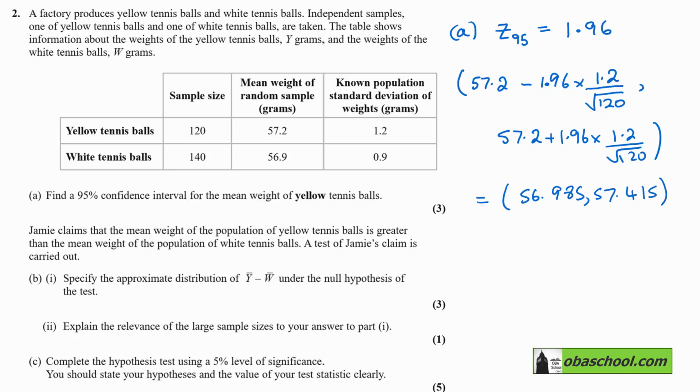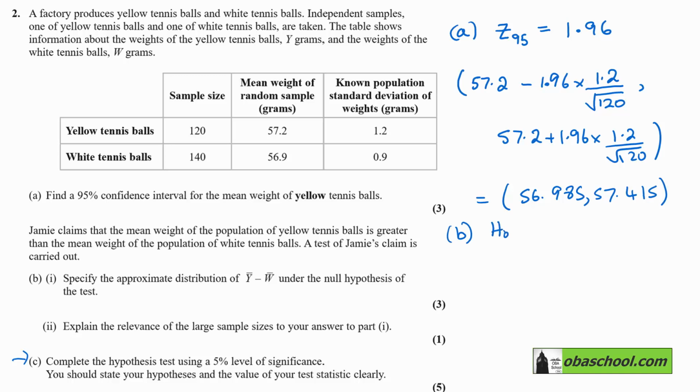Jamie claims that the mean weight of the population of yellow tennis balls is greater than the mean weight of the population of white tennis balls. A test of Jamie's claim is carried out. In B part 1, we're asked to specify the approximate distribution of Y bar minus W bar under the null hypothesis of the test. Now, we're actually going to do the test down here in part C, but let's state the null and alternative hypotheses at this stage.